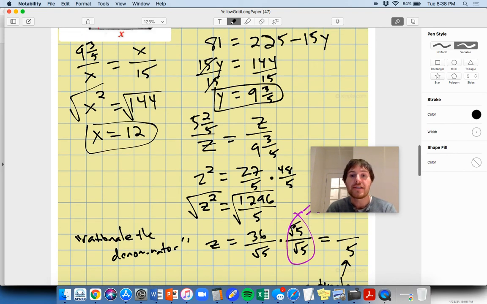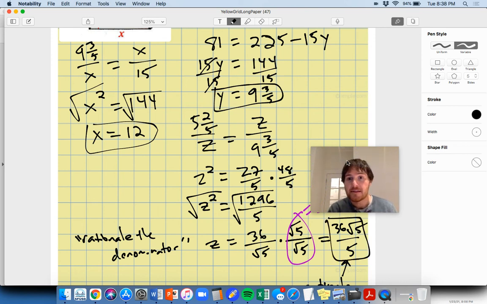So now we just need to simplify the top, because the top's got to change. If we're changing our bottom from square root of 5 to 5, then we need to have tacked on this square root of 5 to this 36. So this is 36 times the square root of 5. This is kind of like a coefficient of this here. So anyways, there is Z.